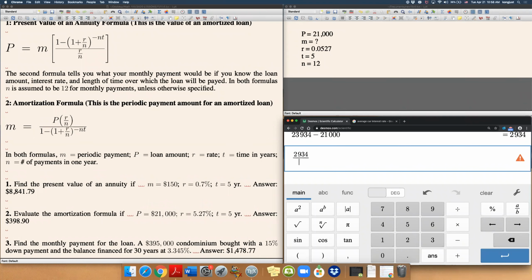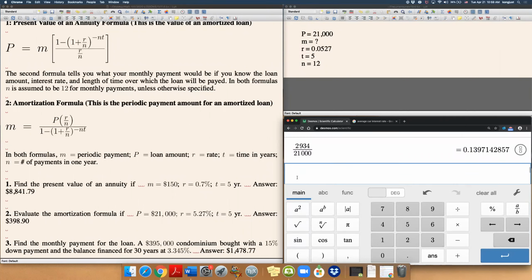So you paid an extra $2,934. If you consider that as a fraction of how much money you got up front as a loan, that is roughly 14%. Dividing that interest by the amount of the loan itself, you paid roughly 14% overall. This is if you have a 5.27% interest rate.